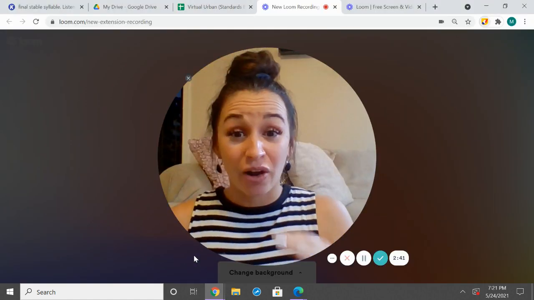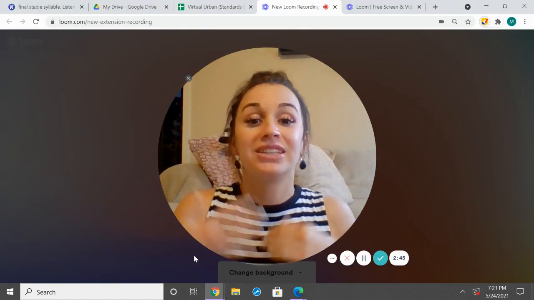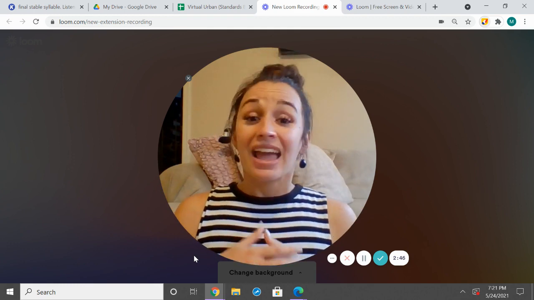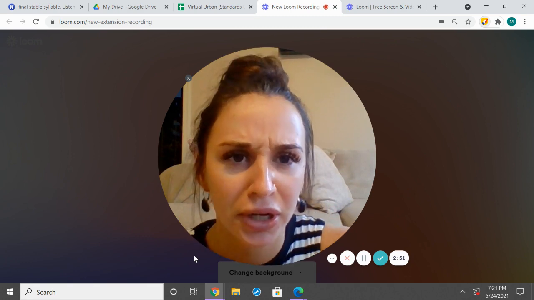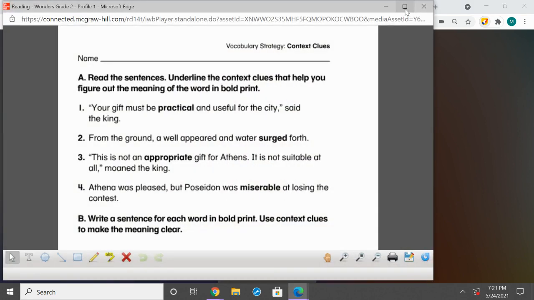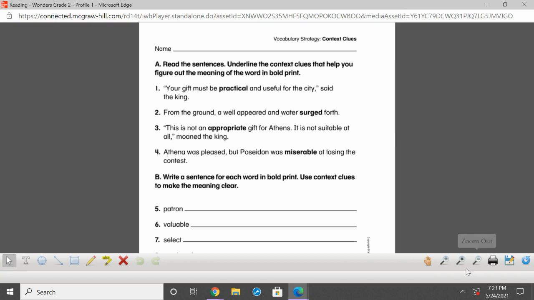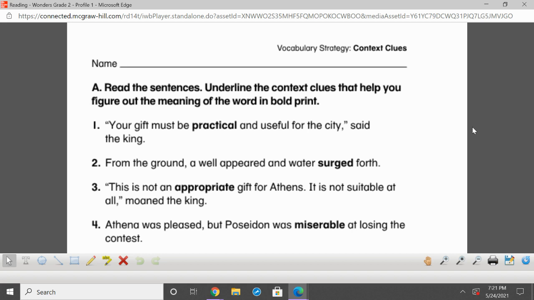So you can see how I used the context clues to help me figure out what select means. And that's what it means to use context clues to help you. We're going to do some more practice with this. So let me make this bigger, zoom in a little bit. We have 4 examples here that we're just going to talk about.